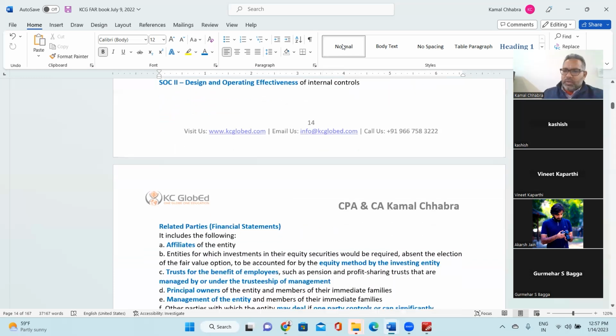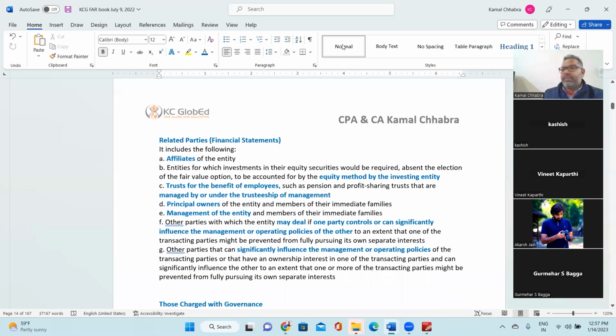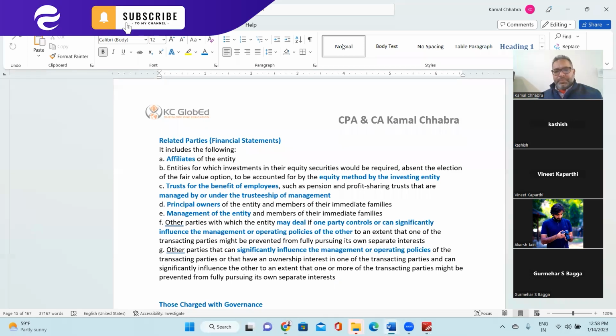Cool. So this is all about service organization. In audit, we have discussed it in detail, and when it comes to the audit section of the exam, we'll be discussing it again in more detail. But from an accounting standpoint, a FAR standpoint, just having a high-level understanding about service organization is sufficient, right?